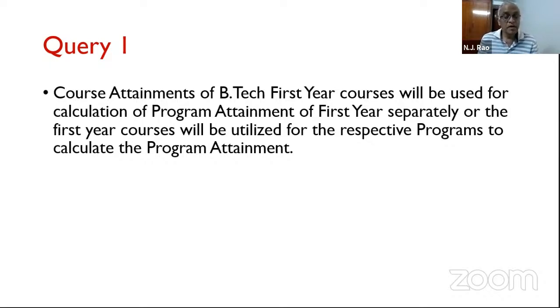While there is a separate criterion in BTech with respect to NBA accreditation with regard to first year courses, when any department is trying to calculate the attainment of their POs, you also include the first year courses to what extent they have participated in attaining the program outcomes. So you use the first year courses also in calculating the program attainment of the entire program. Okay. Next one, please.